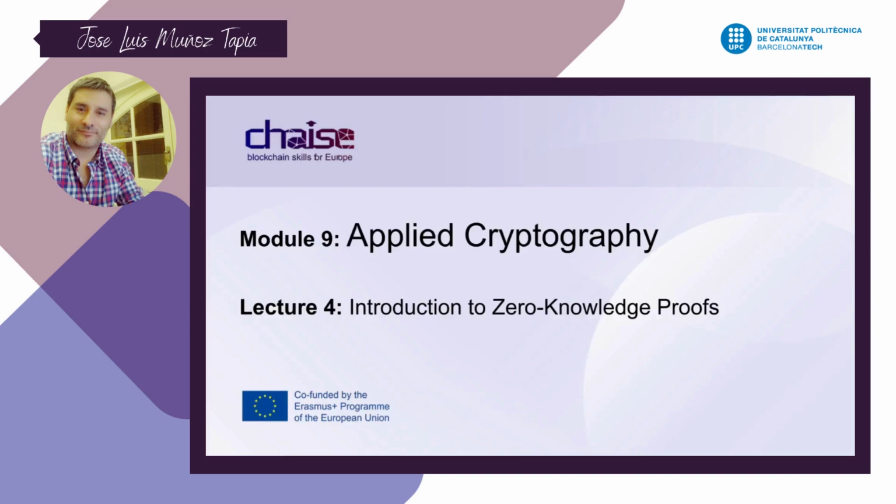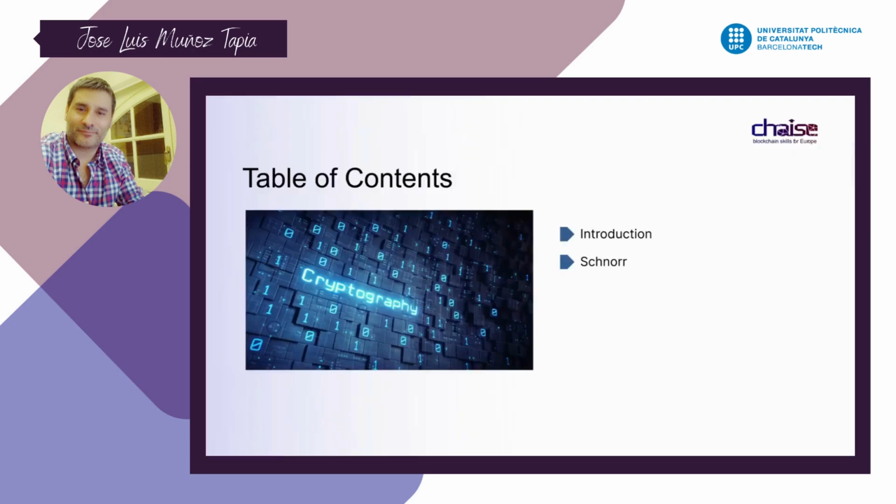Well, now we are in Module 9 and this is the last lesson of Module 9, Lecture 4. It is an introduction to zero-knowledge proofs. We are going to see an introduction to zero-knowledge proofs, the different concepts behind this primitive, and finally we will briefly discuss one of the first systems to prove something with a zero-knowledge proof, which is the Schnorr identification system.